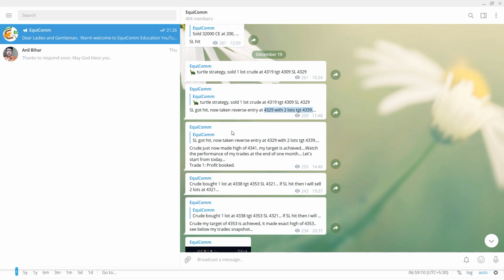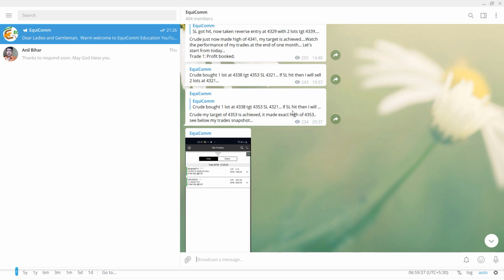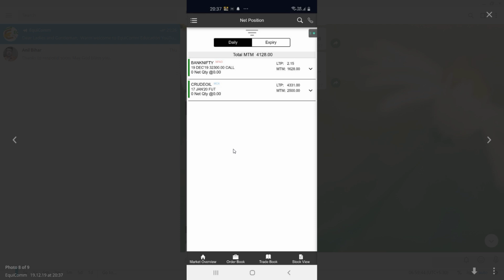See here. I hope you can get it. You can see it live. Crude oil just now made high of 4343. My target is achieved. And I have written very clearly, watch the performance of my trades at the end of 1 month. Let's start from today. Trade 1, profit book. Then another one strategy came into the picture, evening time. Target hit. Crude oil bought one lot. Then I have clearly written, if SL hit, then what also I will do, that also I have written. Then the profit snapshot is also given over here.